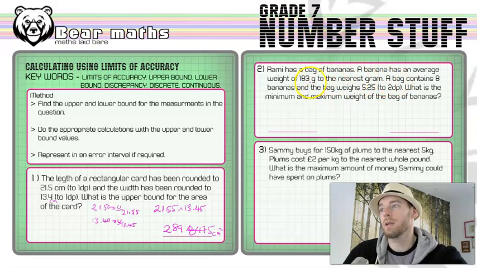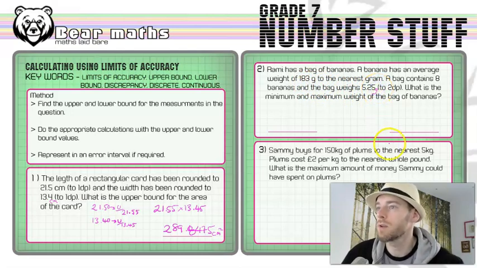So a bag contains 8 bananas and the bag weighs 5.25 grams. I keep missing off the units. Grams to 2 decimal places. What is the minimum and maximum weight of the bag of bananas?